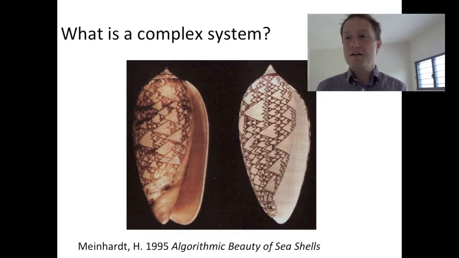And we see complex patterns throughout biology. Here I've got a picture of a seashell. This is from Hans Meinhardt's book on the algorithmic beauty of seashells. The real seashell is on the left, and on the right is a mathematical simulation he's made of seashell patterns. We'll come back to that. But the point here is that you get these lovely, beautiful, complex patterns even in the most simple developmental processes, even when you're talking about seashells.